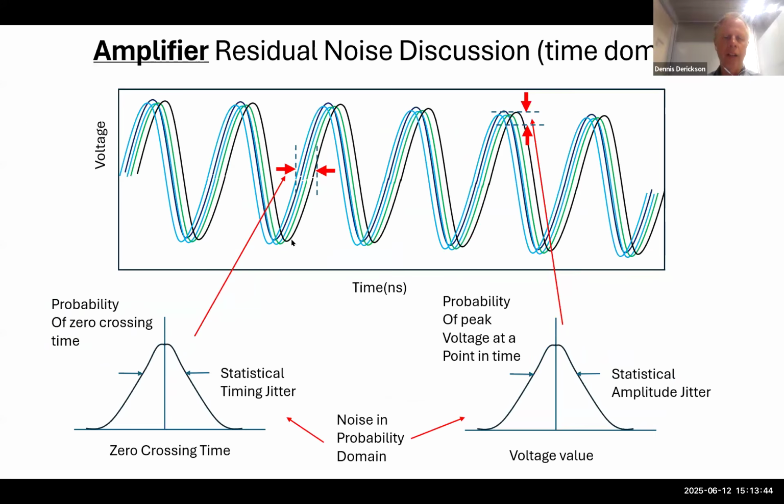We can do that in the probability domain too. So here we have time on this axis, voltage on this one. If we do a histogram on this zero crossing right here, we can get a jitter profile for this imperfect oscillator waveform. Then if we look at the peak right here and do a histogram right there, we can get statistics on the amplitude jitter. So both amplitude jitter and time jitter, which is also related to phase jitter and phase noise, are illustrated in this plot.